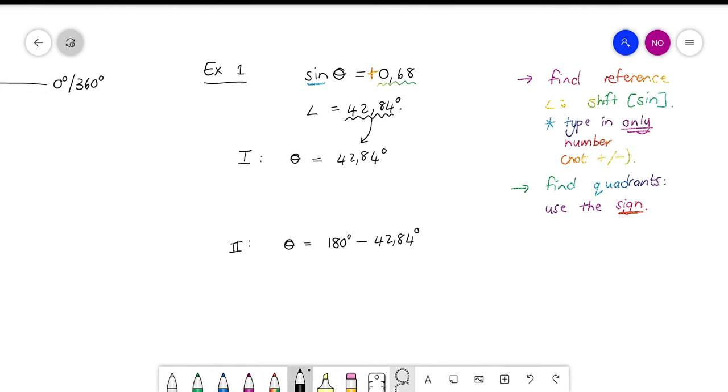So where do I get this part? It's because in quadrant 2, we always work with 180 degrees minus.